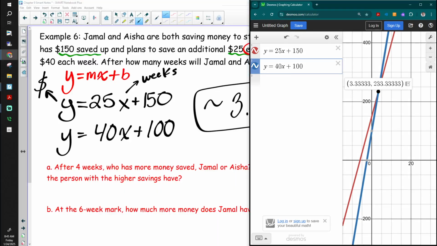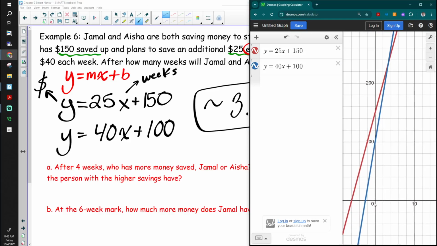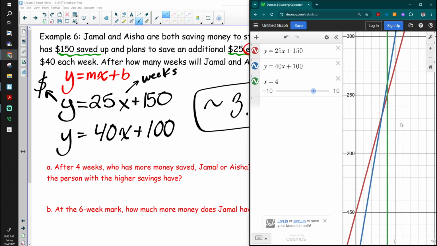If I take a look at my graph, if I find 4, okay? Now we can't really see the 4, but we want to know at 4. So if I type in x equals 4, this is where x equals 4 is. We have 2 points. They're kind of right on top of each other. Here, we'll zoom in.